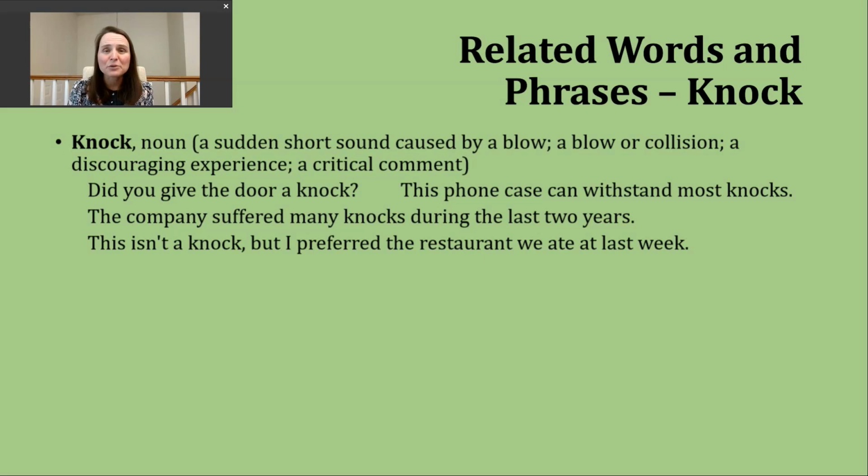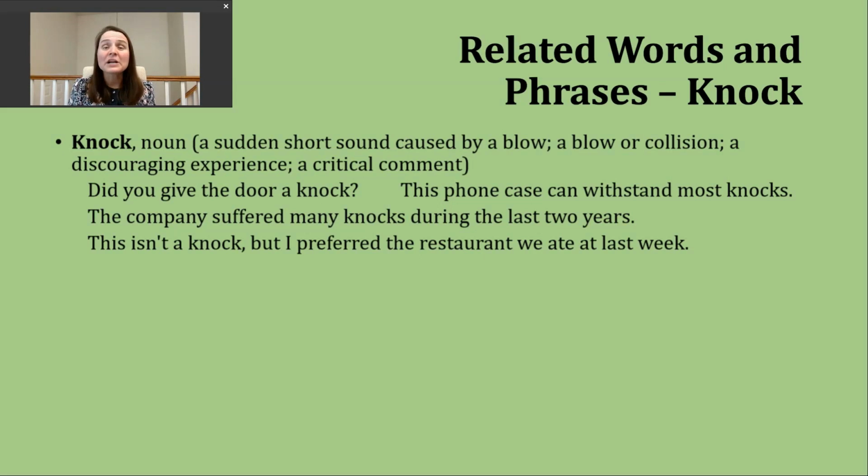So same spelling, same pronunciation. When we use the word knock as a noun, we might be referring to a sudden sound that could be rather short, and again, it's caused by a blow or by someone striking something. An example of this: did you give the door a knock? So here we're asking in sort of a different way, but did you knock on the door, right? My example there, that's knock is a verb. A knock tells us this is a noun.